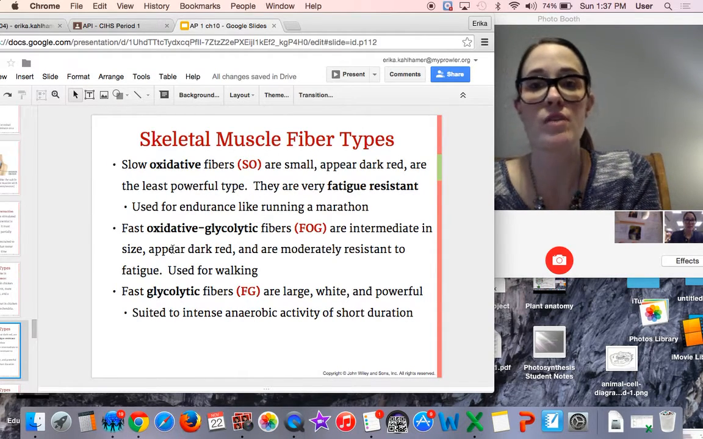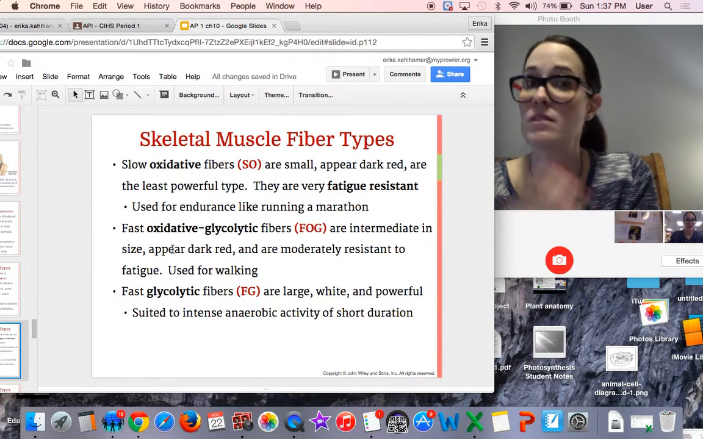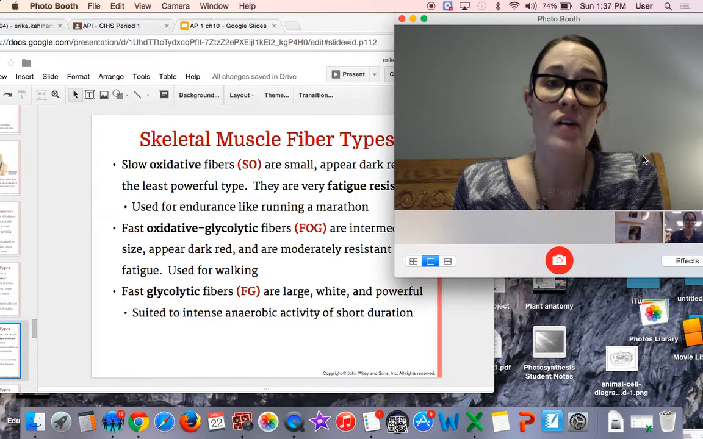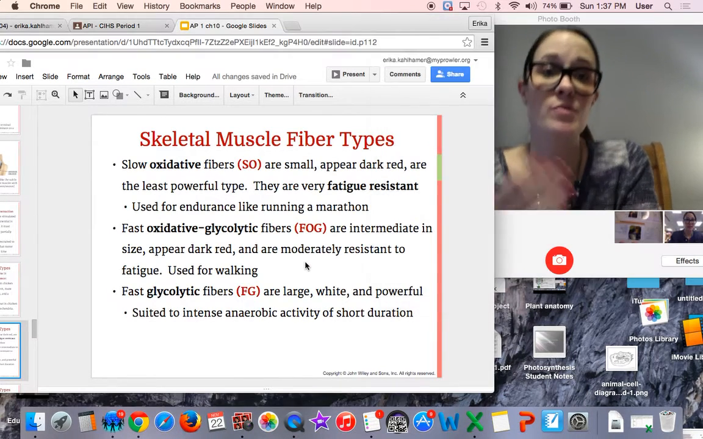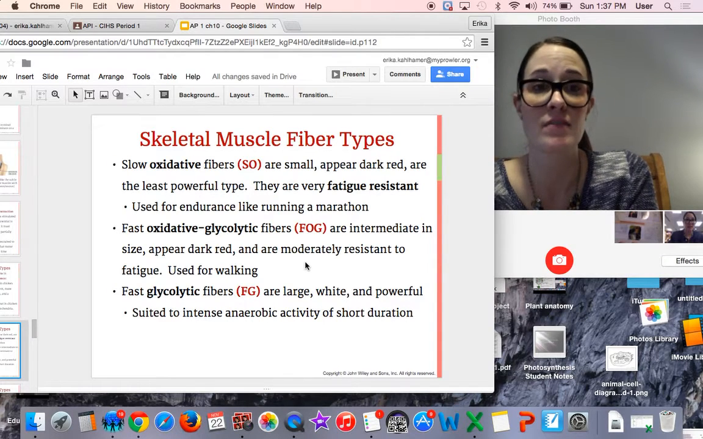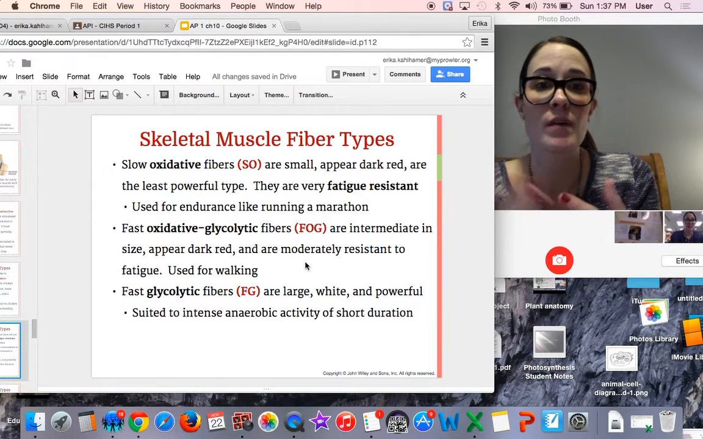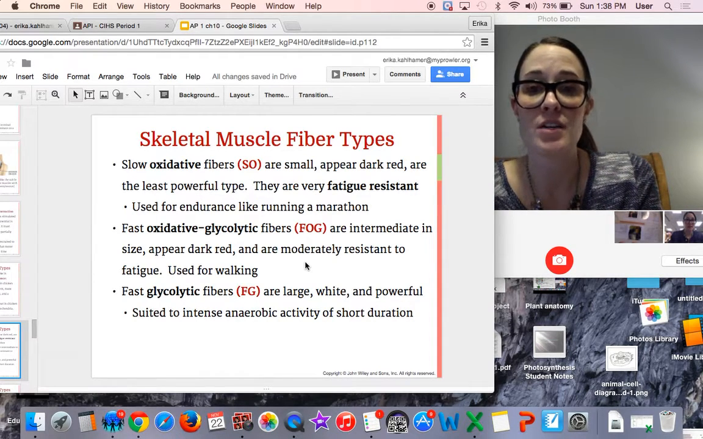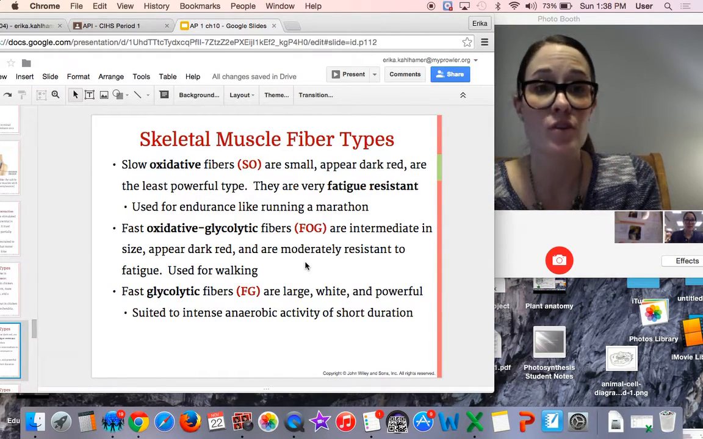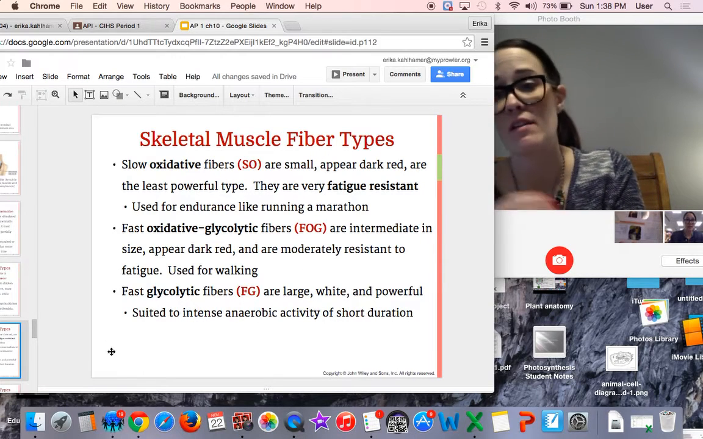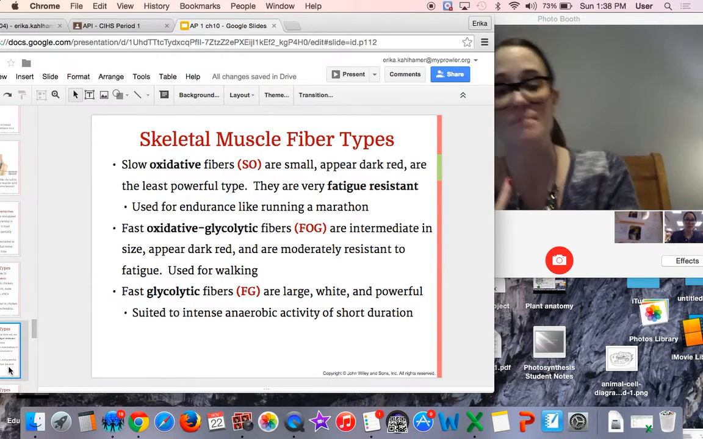These are like muscles that you use for walking. You can continue to walk for quite a long period of time without getting tired because a lot of the fibers within the muscles are fast oxidative glycolytic. And the last group, the fast glycolytic, is your anaerobic, not requiring a lot of oxygen, and they are white, powerful, and can generate powerful contractions quickly in a short period of time. So these are muscles that you're going to use for short bursts of energy, sprinting or lifting weights.